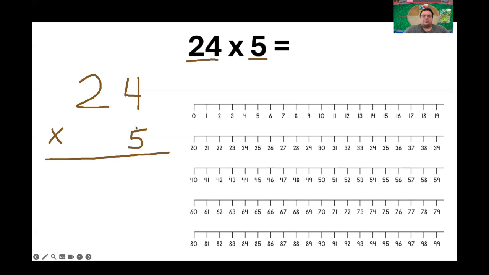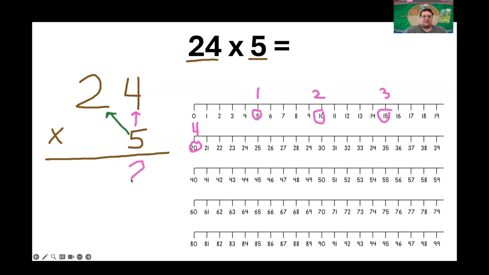So the first thing we want to do is take the 5 and multiply straight up and do 5 times 4. After we do that, we're going to multiply the 5 and go diagonally up and multiply it by the 2. So let's start off with 5 times 4 first. 5 times 1, we have 5. 5 times 2, we have 10. 5 times 3, we have 15. 5 times 4, we have 20.